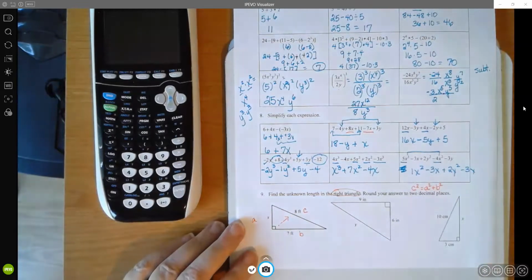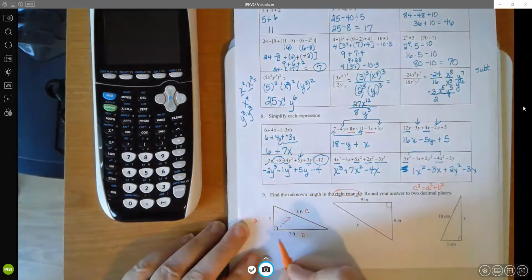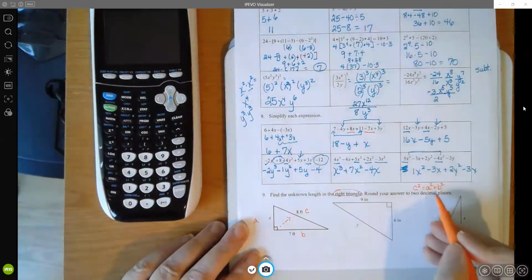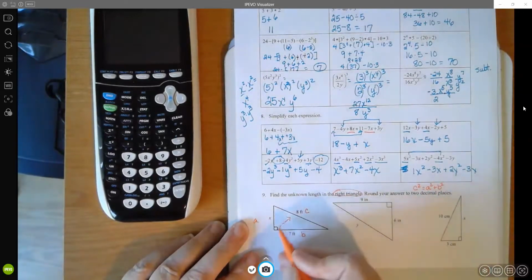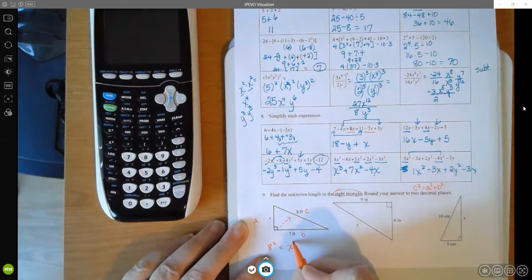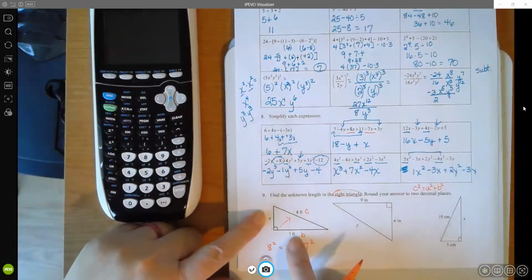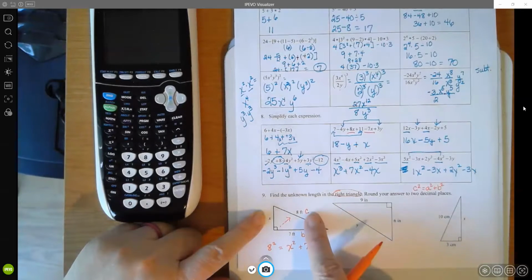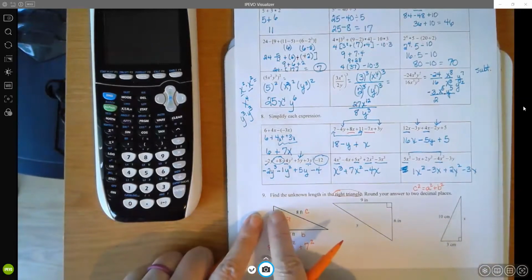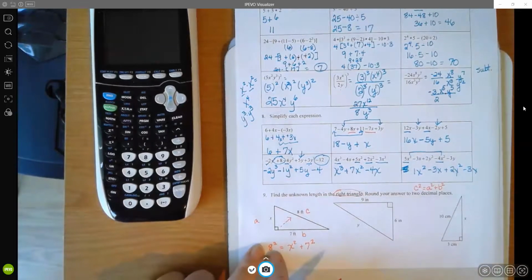So the first thing I'm going to do is label my sides of my triangle. Then I can fill in, and since it's c squared equals a squared plus b squared, I have 8 squared equals x squared plus 7 squared. My 2 legs then are the unknown side and the 7 squared, and the 8 goes by itself because it is the hypotenuse or the longest side. So it goes over here by itself.